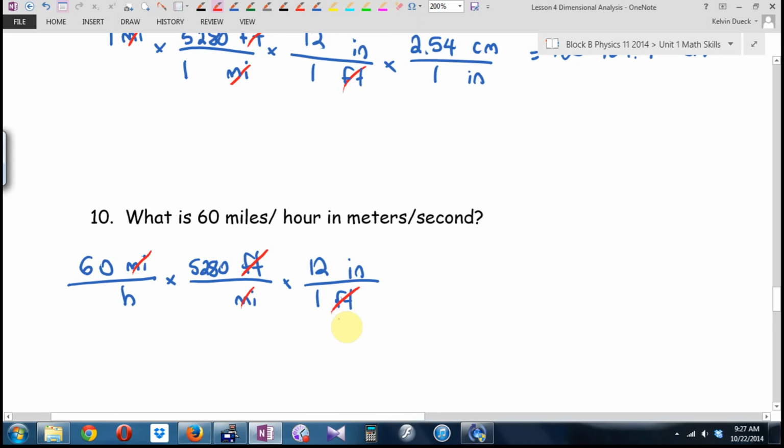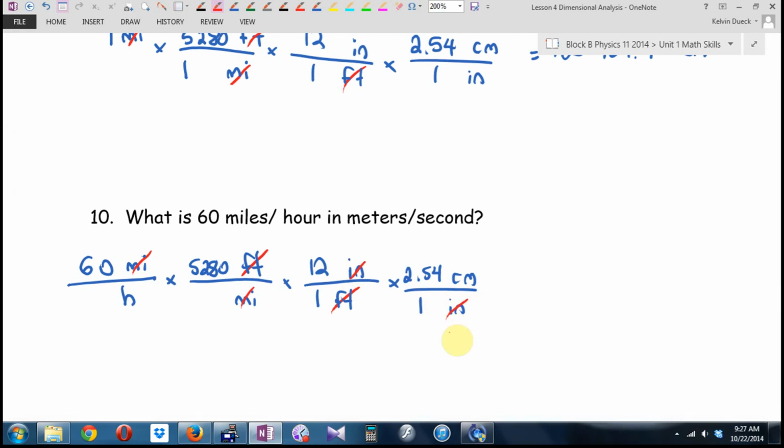What can I change inches into? Centimeters. 2.54 centimeters is 1 inch. Hey, what can I change centimeters into? Ta-da! Right? Meters. And that's, Max, what we wanted to get, our distance unit. Okay, we can do this.